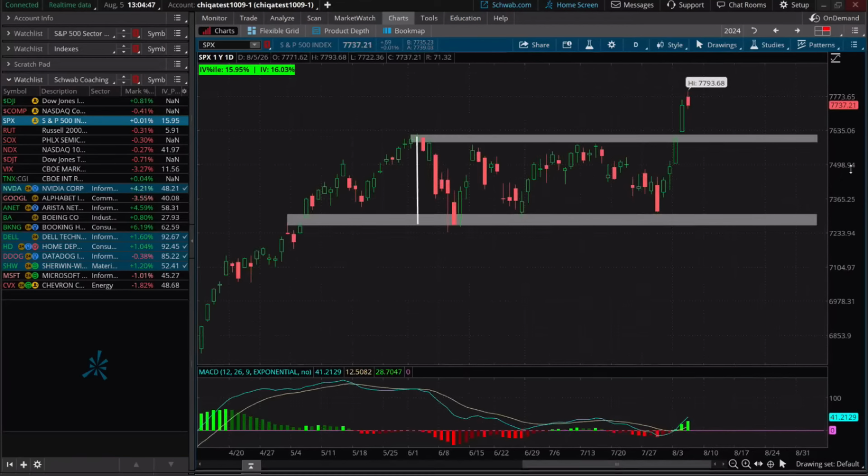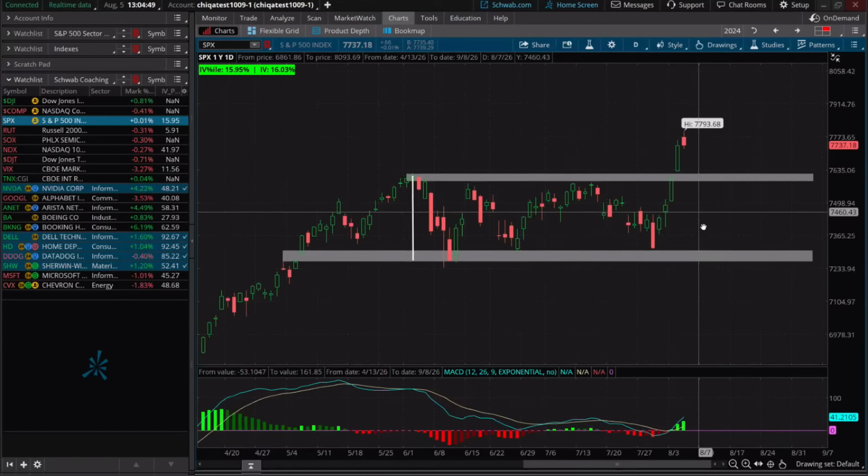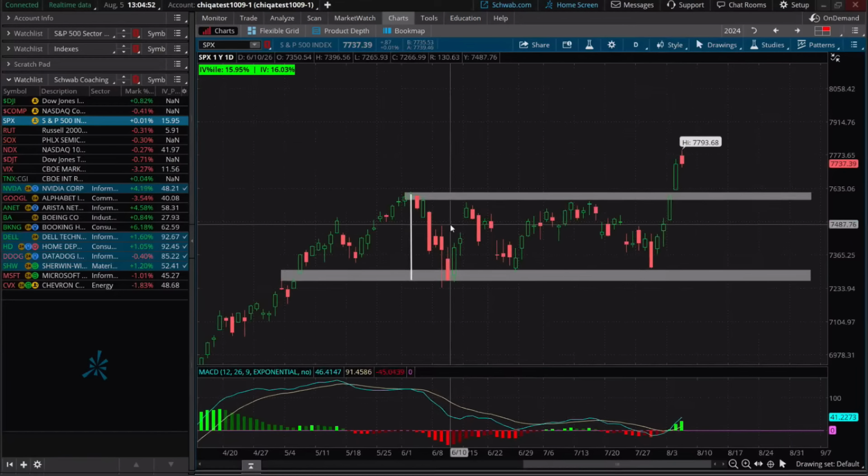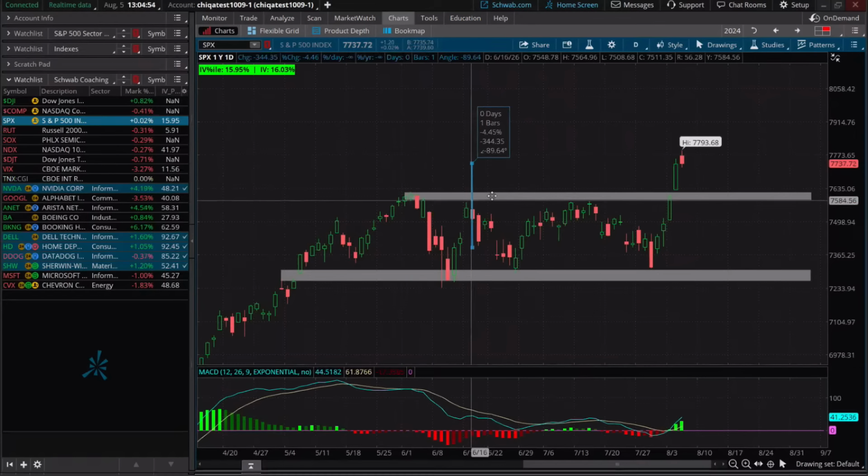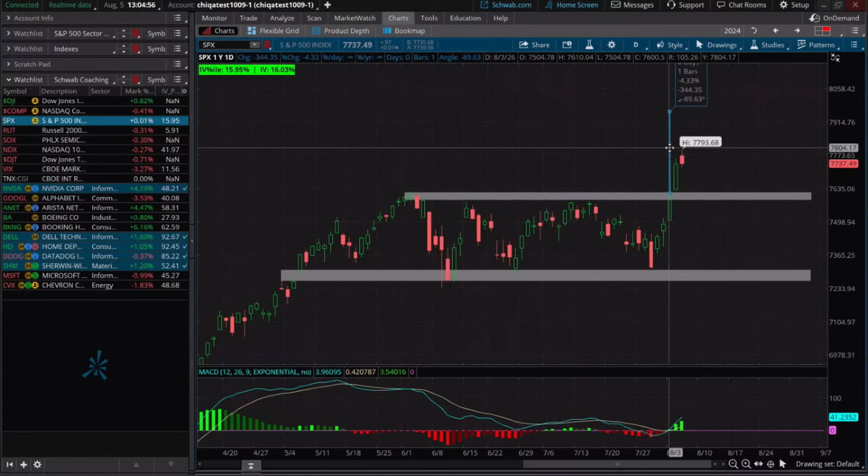I'm going to try that one more time for us. Okay, my mouse got a little funky there. Okay, we're going to click on this and we're going to move it to the breakout point because that's how we take a measured move.